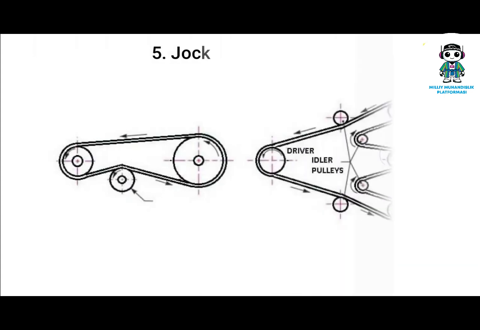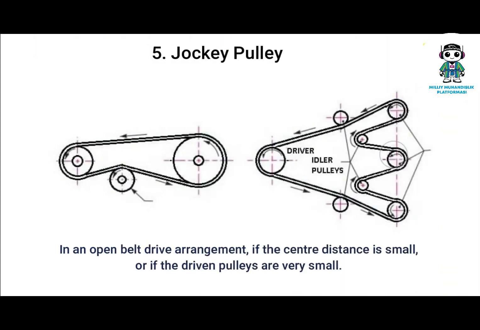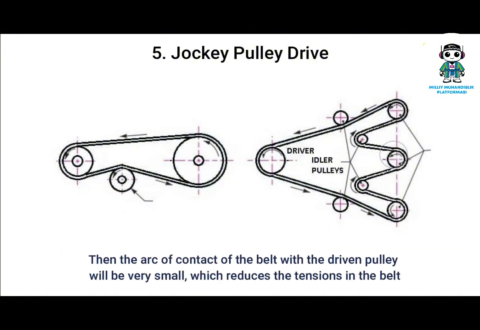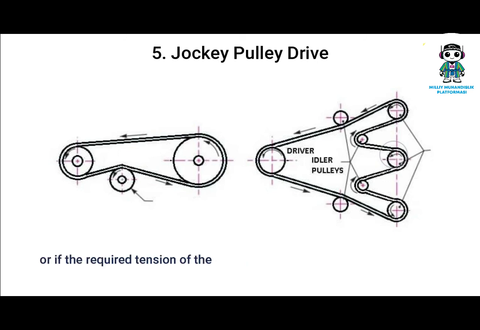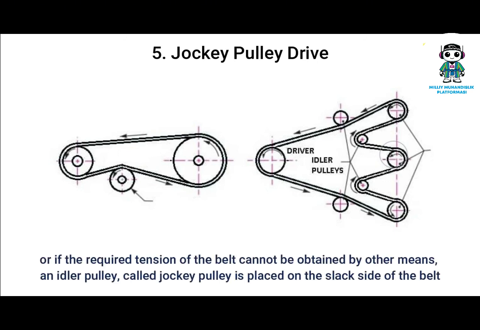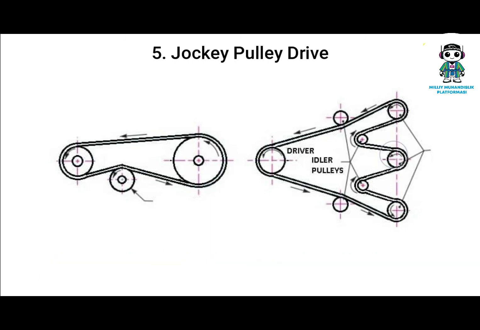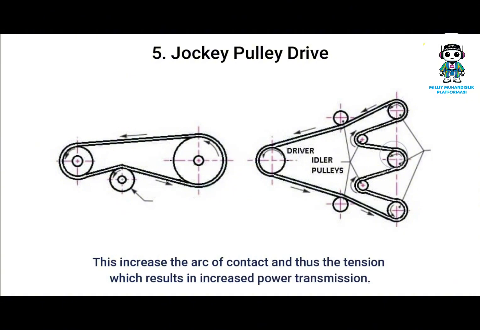Jockey pulley drive. In an open belt drive arrangement, if the center distance is small, or if the driven pulleys are very small, then the arc of contact of the belt with the driven pulley will be very small, which reduces the tensions in the belt. Or if the required tension of the belt cannot be obtained by other means, an idler pulley, called jockey pulley, is placed on the slack side of the belt. This increases the arc of contact and the tension, which results in increased power transmission.